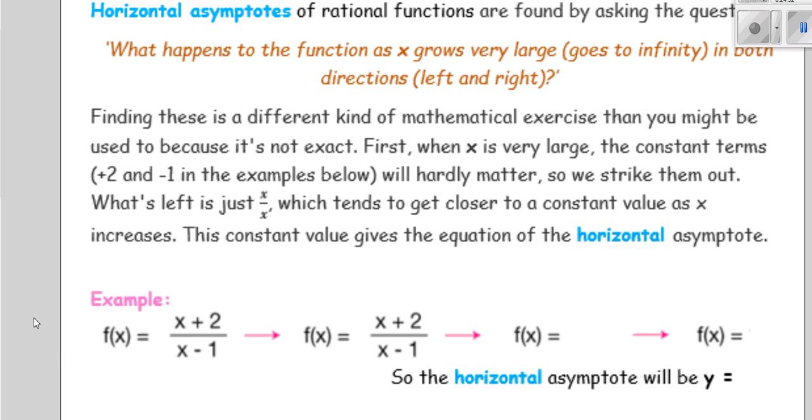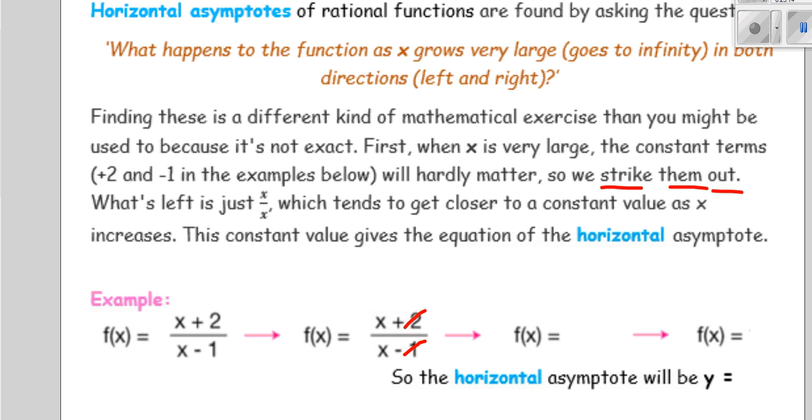Yeah, so notice the whole thing is, when x is very large, the constant terms will hardly matter at all. So in a way we cancel them out. Imagine when x gets really, really big in that way or that way, left and right, these things will become almost like they don't matter. Like imagine x is 1,000,000. Do you think (1,000,000 + 2) over (1,000,000 - 1), do you think the +2 and the -1 matters anymore? No, it doesn't. So what we can do is we can strike them out. By striking them out, we say, pretend they're not there. This is just for the purpose of finding the horizontal asymptote.